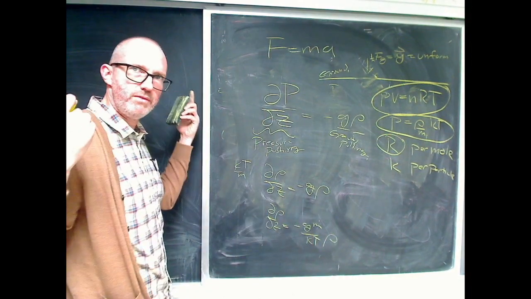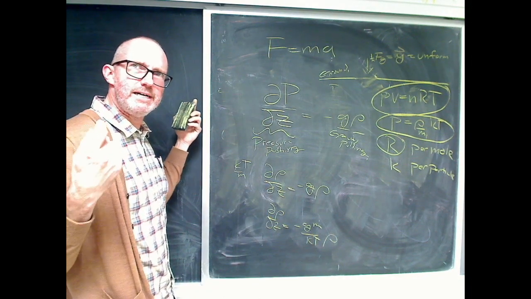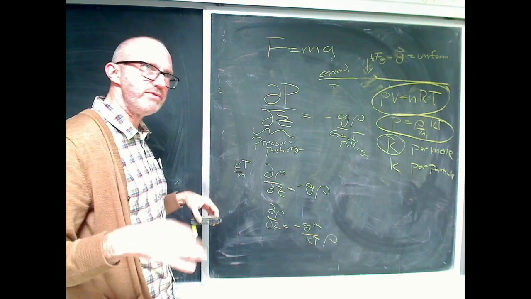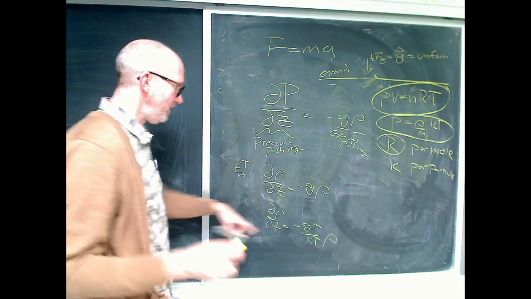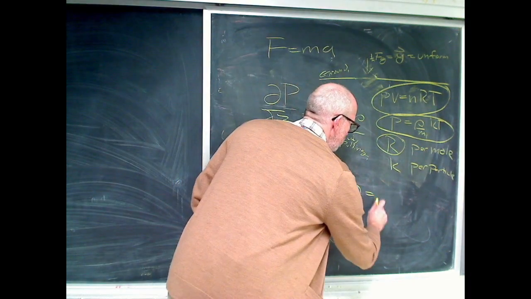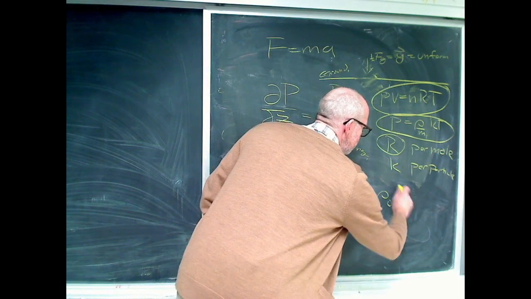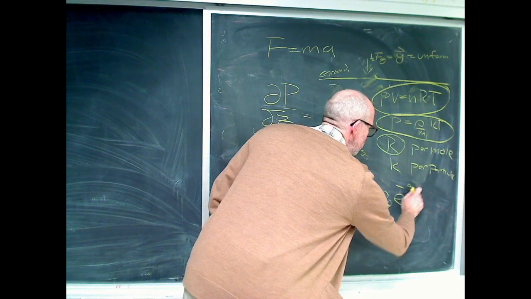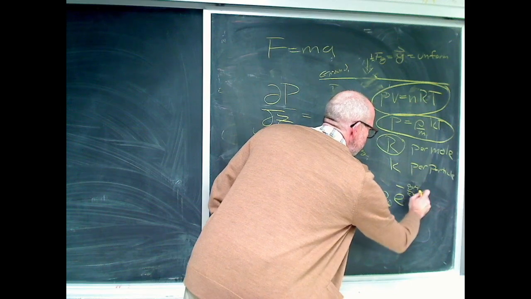This is one of my favorite differential equations. It is hard, my favorite differential equation. And this we can write down: rho equals rho naught e to the minus g m over kT z.